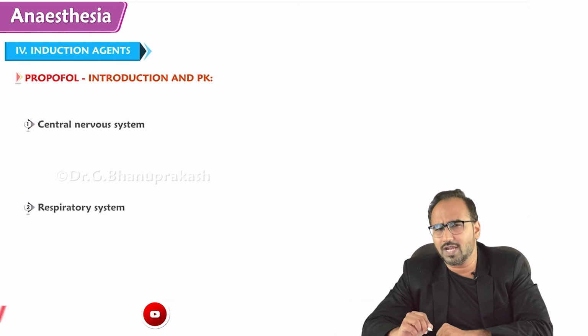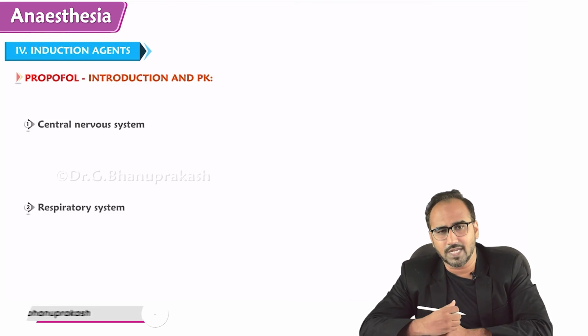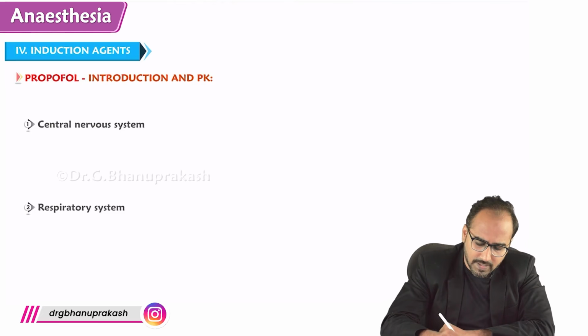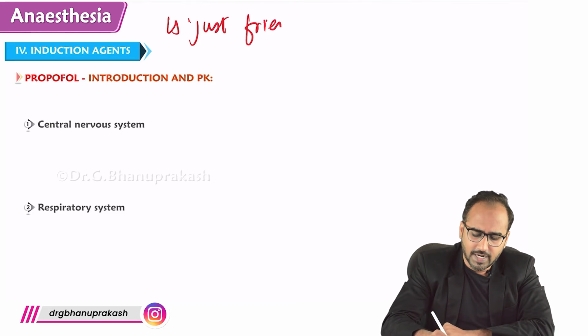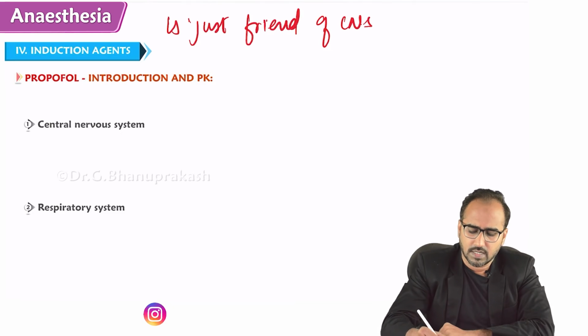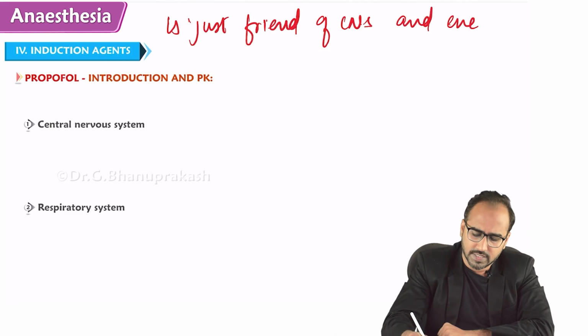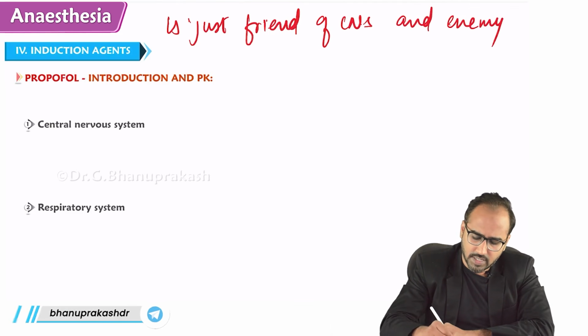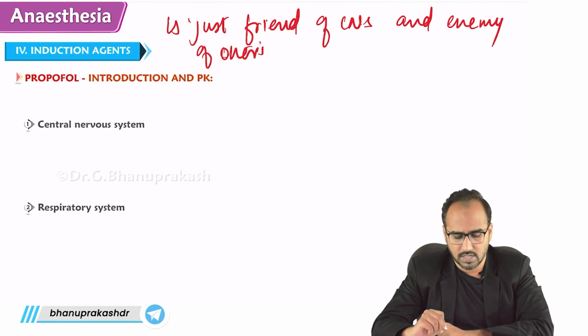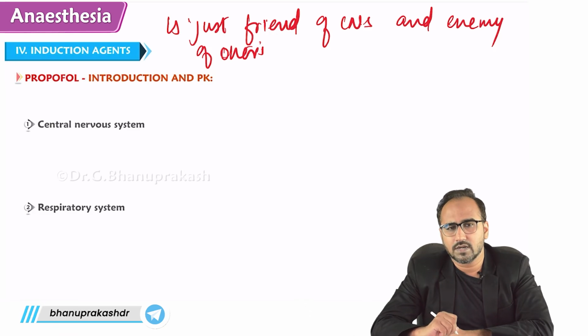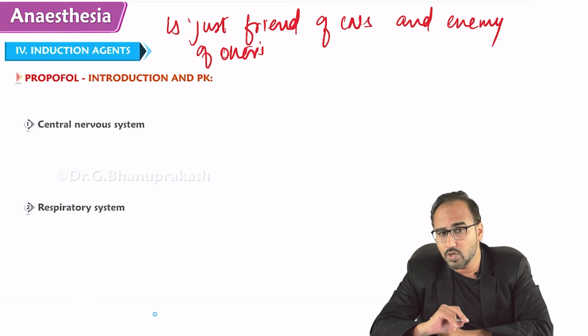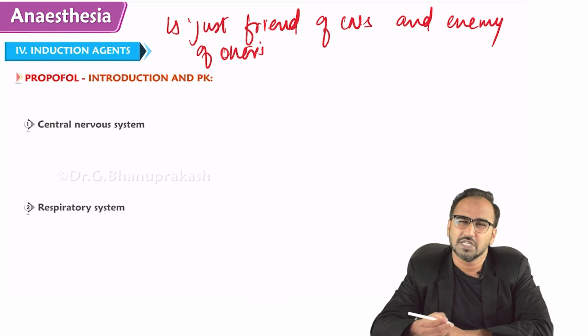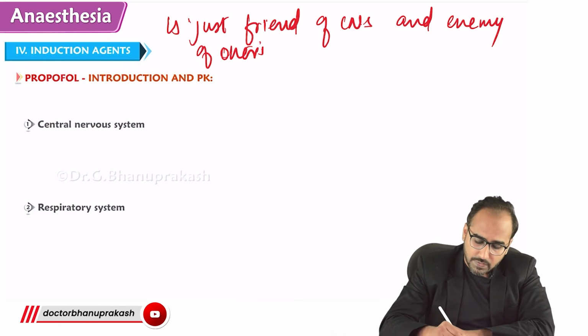Now guys, remember, one line of thiopentone was what? Thiopentone was the best friend of CNS and enemy of others. Propofol is just a friend of CNS and enemy of others. Why is it just a friend? Three qualities or one quality? Thio was the best friend of CNS, three qualities. Just friend, only one quality.